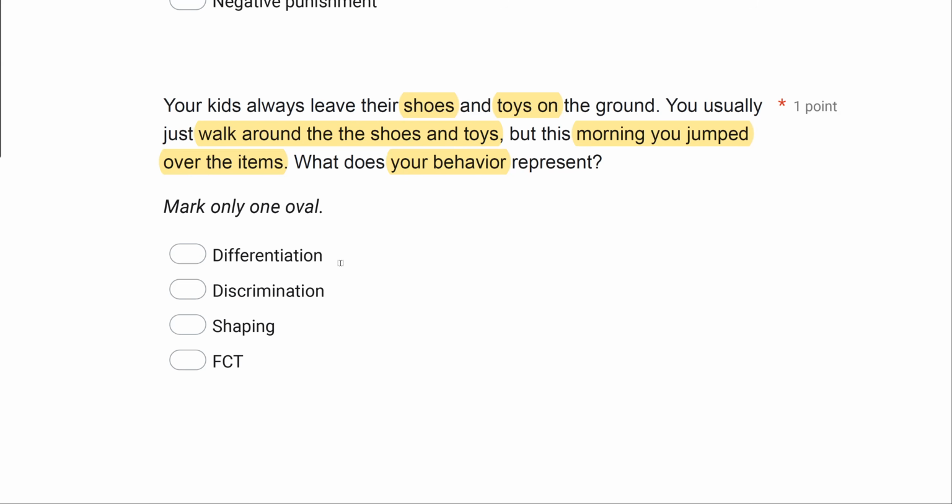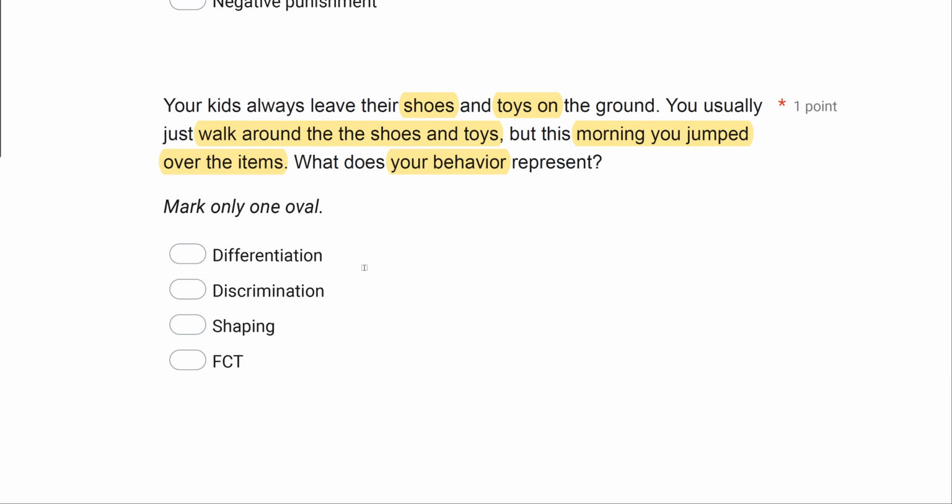What's the difference between differentiation and discrimination? Discrimination, also known as stimulus discrimination, is when you are able to choose or tell the difference between stimuli. The stimuli aren't changing in this case, it's shoes and toys. All that's changing are your responses.